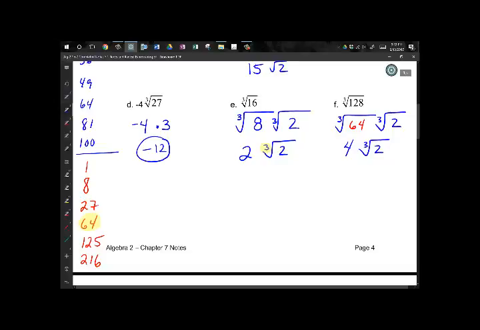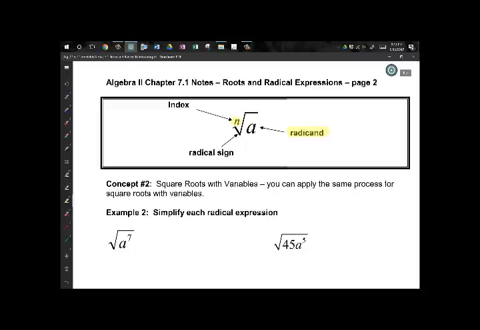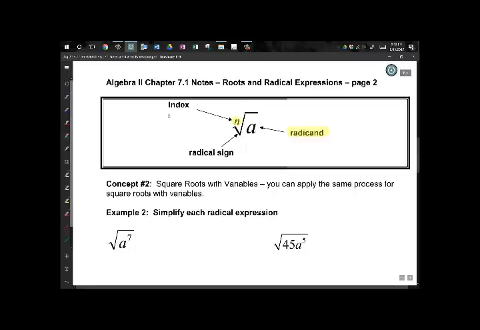Let's go on to our next page. A little review of what our terms are. The radicand, once again, is the letter or number that's inside the radical sign. The small number in the radical, as we've traditionally talked about it, is called the index or the root. So you might often hear that also called the root. And then obviously you have the radical sign.